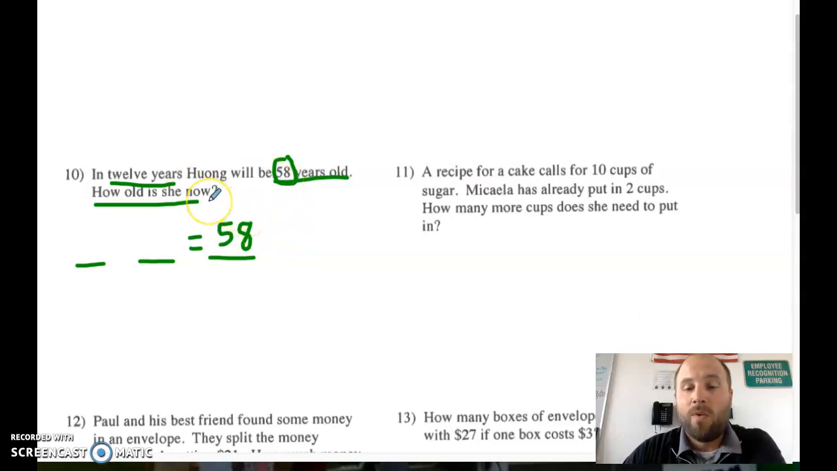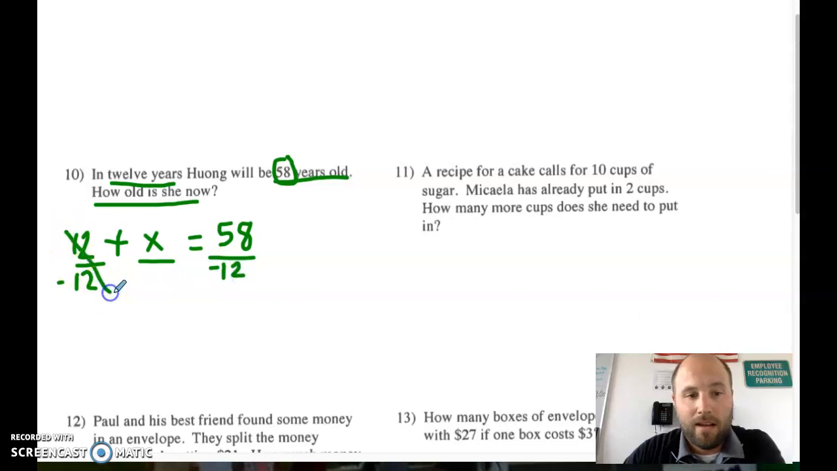That's great. But we want to represent this problem. And to represent this problem, if you're going to subtract, you need to think, okay, if I'm going to subtract, my equation must be addition. And so we know in 12 years plus, let's call it x, 12 plus x, he's going to be 58. X is how old he is now. So you could have x plus 12 or 12 plus x. It doesn't really matter. And then to solve it, you would subtract 12 from each side.